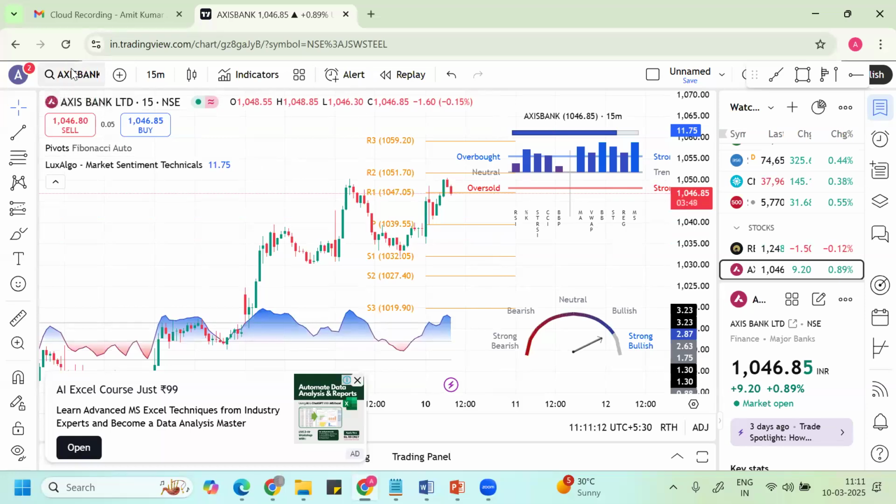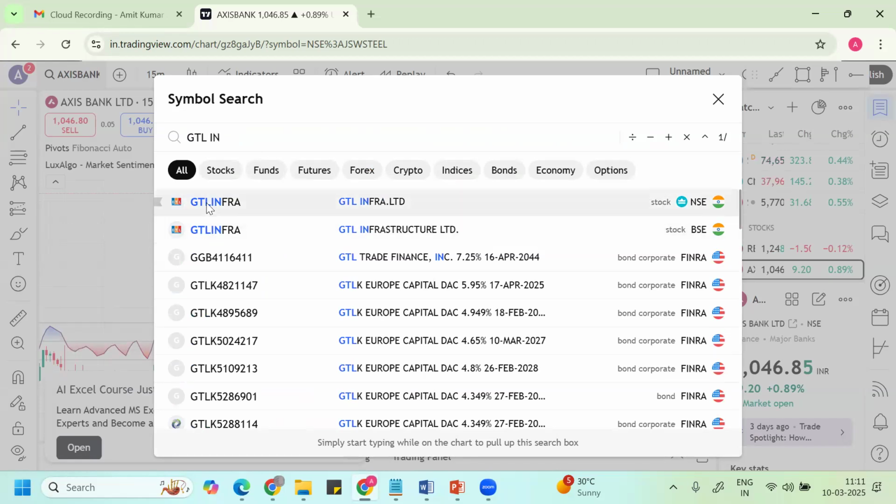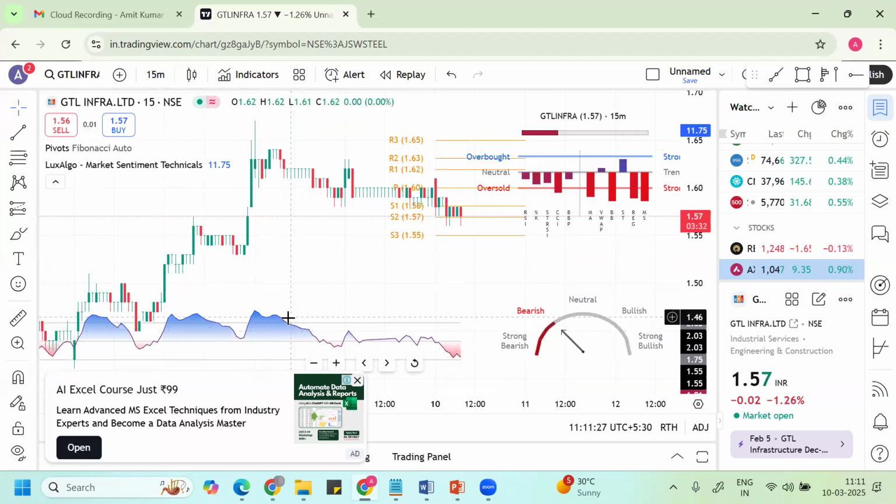Maybe if you want to buy GTL Infra, just for example, I can go and see GTL Infra. This is bearish, which means you should not buy this stock right now. Here you can see it is also under a red cloud. Blue cloud means positive. So whatever stocks you are searching for intraday or delivery purposes, you can search them under this indicator called Market Sentiment Technicals.